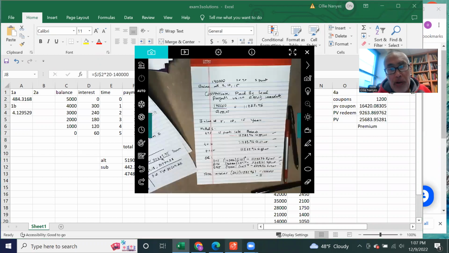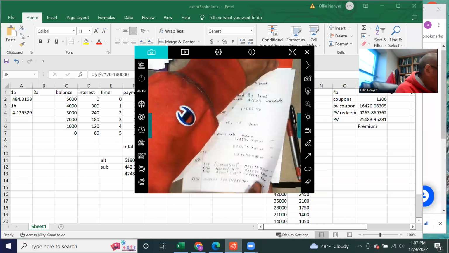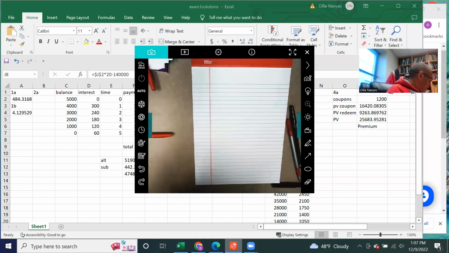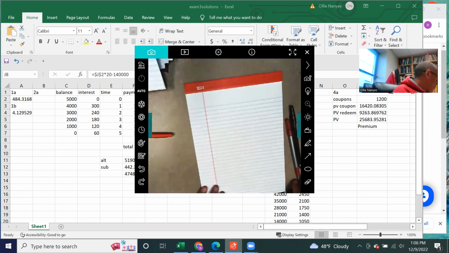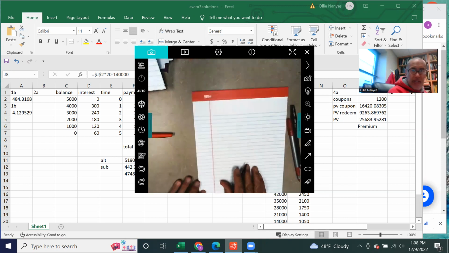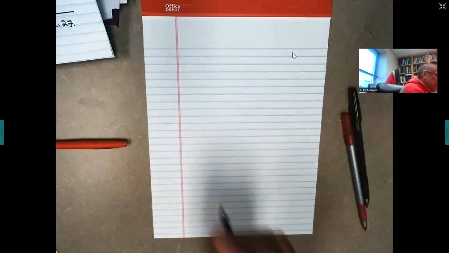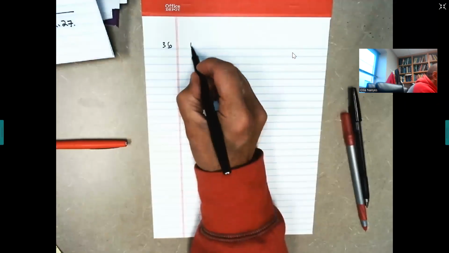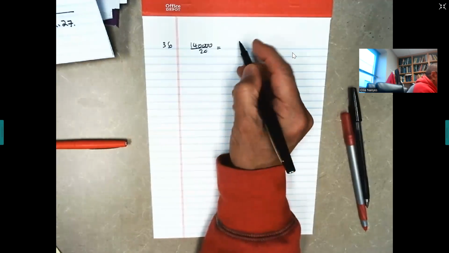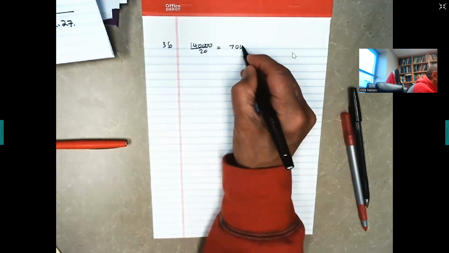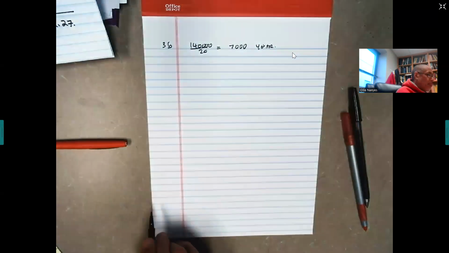Now, let's get on to part 2. Part 2, basically, if you do the constant principal method, this is 3B. Well, 140,000 divided by 20 equals, in this case, 7,000 per year. Okay.